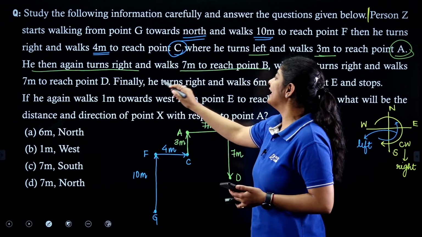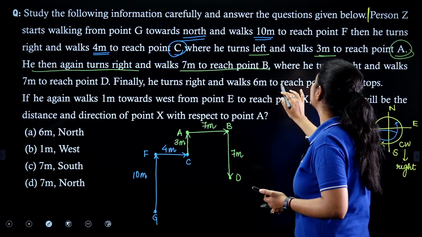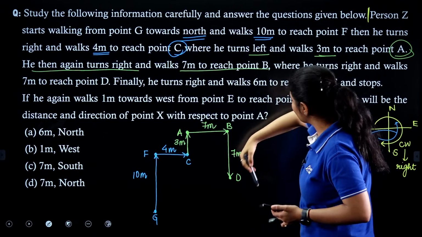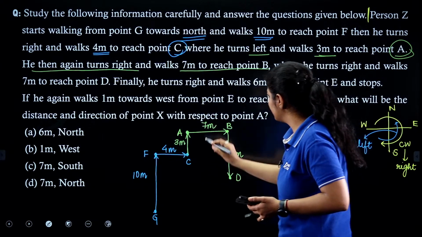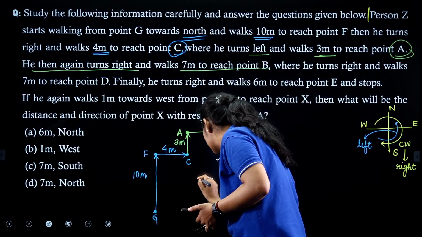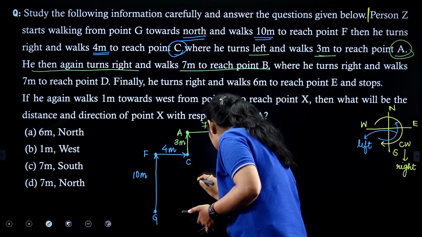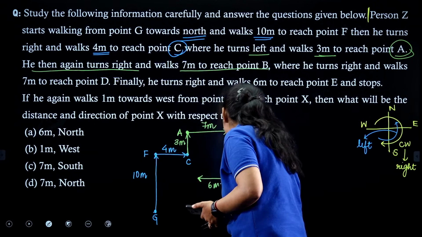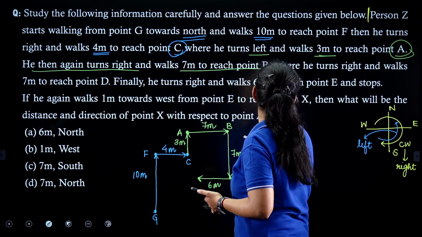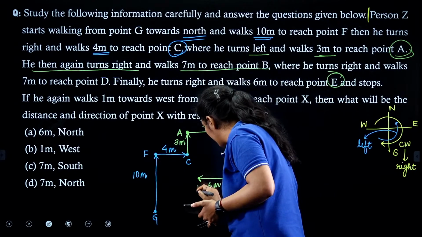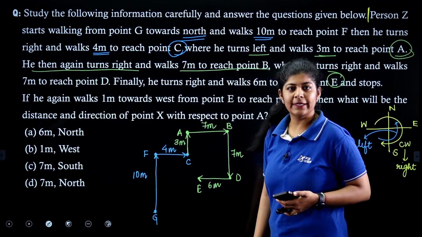Now finally he turned 6 meters to reach point E. Again the clockwise movement and 6 meters. So if this is 7, he reached somewhere over here. This distance is of 6 meters and this point is your point E. Okay. Now this is my complete diagram.